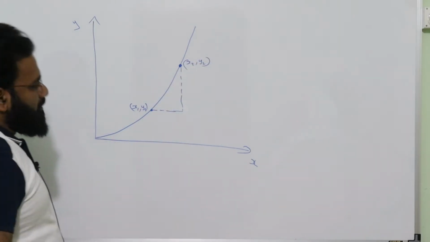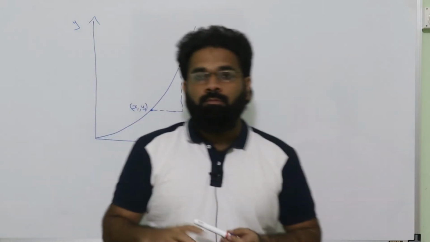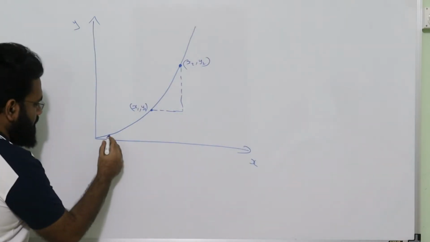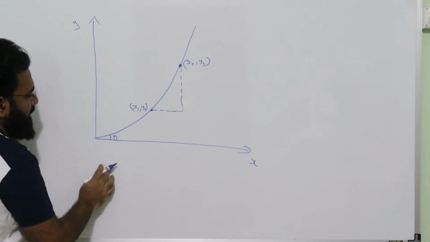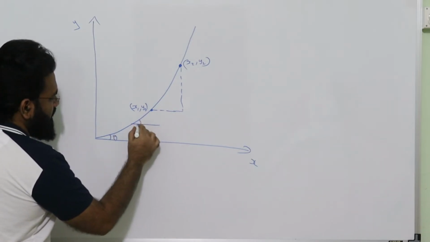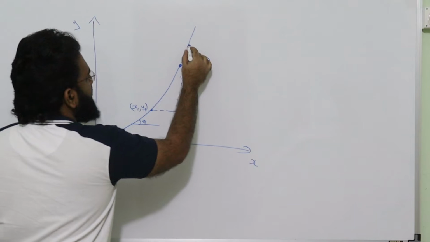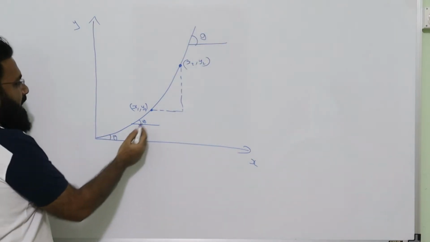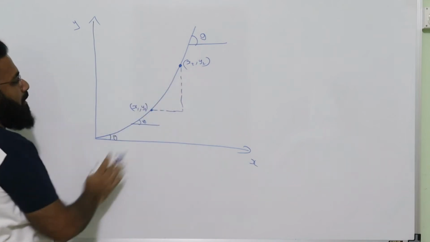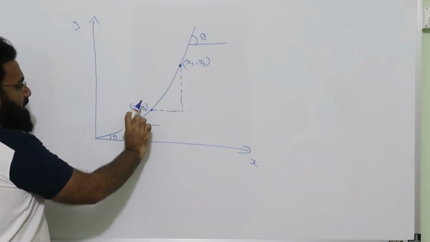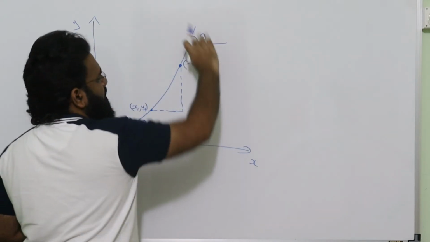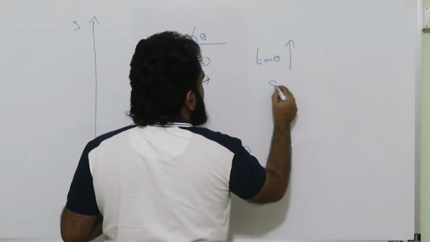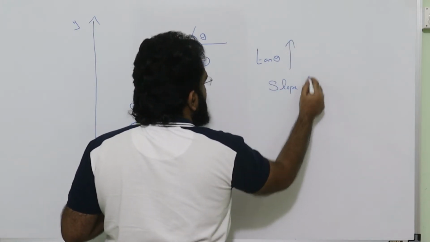In these kinds of situations, when you study slope, you can observe that at this position this is theta, and at this position this is theta. Which theta is higher? Is theta increasing or not? This is a small angle, and this is a bigger angle. So tan theta is increasing here, or we can say the slope is increasing here.